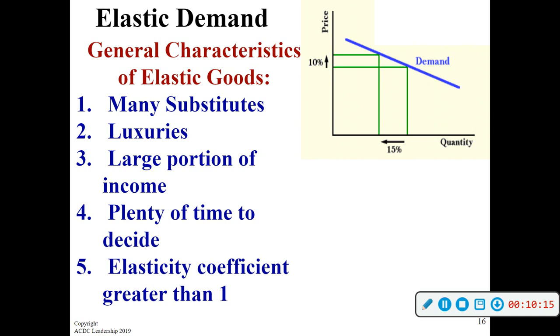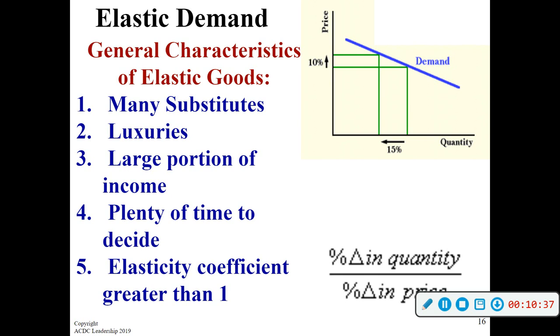Number four, you have more time to decide. I talked about how the further down the road it is, the more elastic it becomes, because you have more time to consider your options. If you need it right this second, then it's fairly inelastic. And then when we calculate the coefficient, percent change of quantity over percent change of price, you're going to get a coefficient greater than one.